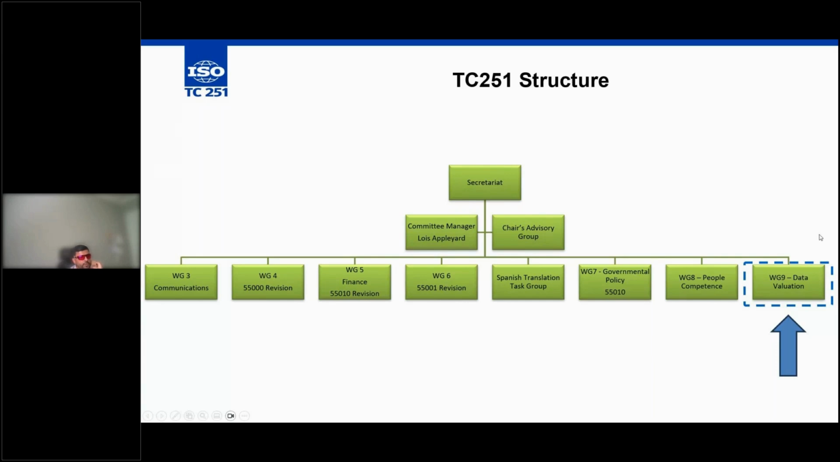We are going to be talking about the work of work group 9, that is data valuation. I am the deputy convener, or I was the deputy convener until the last chairman's advisory group meeting that produced the standard, with my counterpart from China, Dr. Yang, who was the convener.